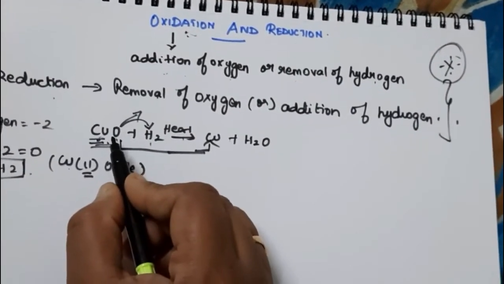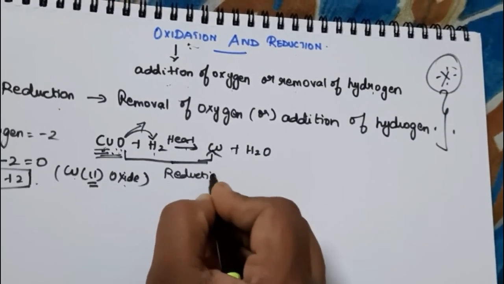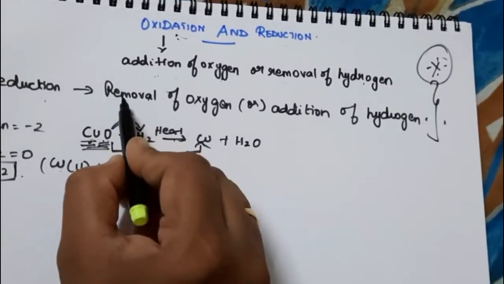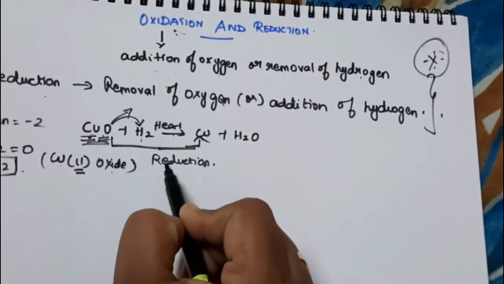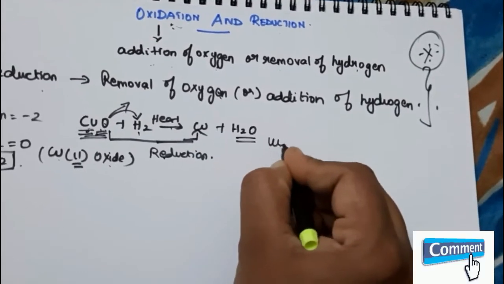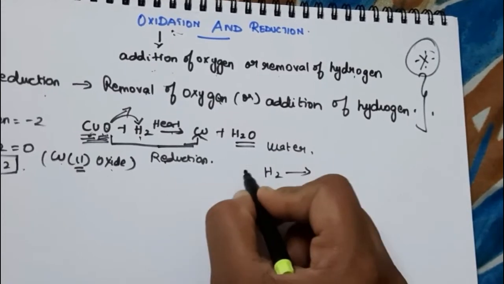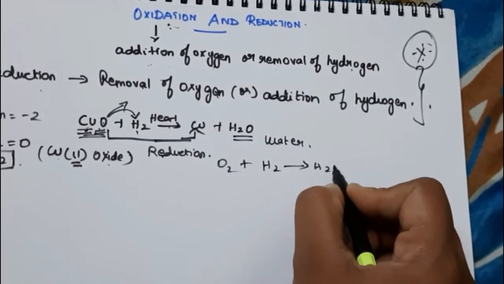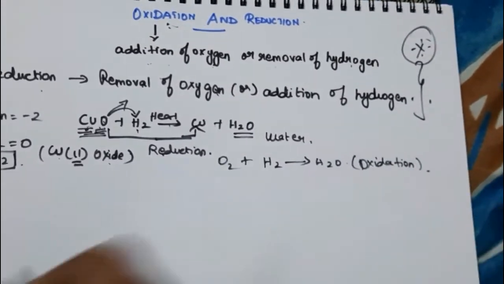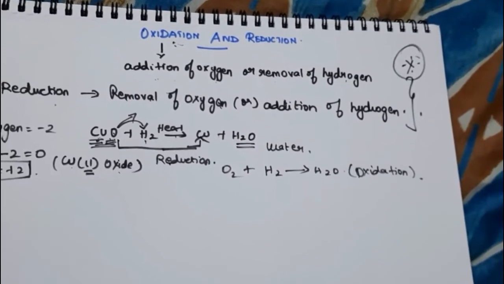So I can say this reaction is reduction because it is reduced. The oxygen atom is removed. So, the removal of oxygen, we call it reduction. The oxygen is added to hydrogen to give water. So, I say the reaction where the water molecule is formed is oxidation. This is a simple way of remembering the concept of oxidation and reduction.